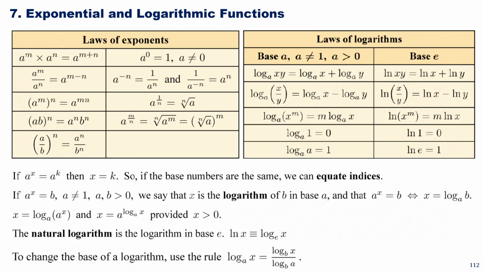On the left side, these are some laws of exponents. Make sure you are familiar with all of these. First of all, if the base numbers are the same, a to the power of m times a to the power of n can be written as a to the power of m plus n, right? And a to the power of 0 is always 1, where the base number is not 0. And the quotient a to the power of m over a to the power of n can be written as a to the power of m minus n. And a to the power of negative n equals 1 over a to the power of n. And similarly, 1 over a to the power of negative n is actually a to the power of n, right?